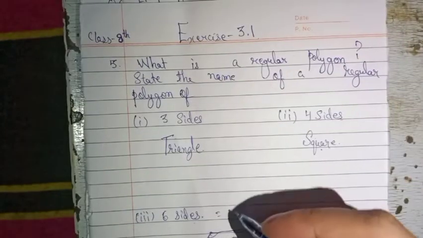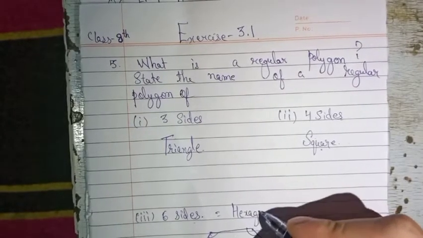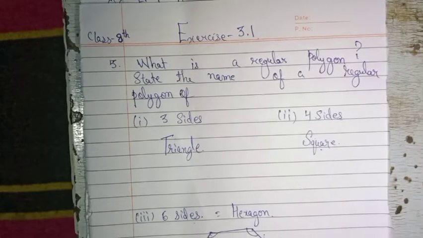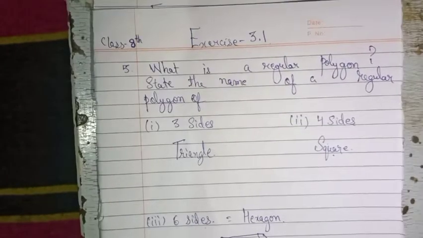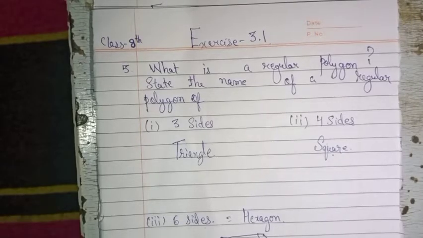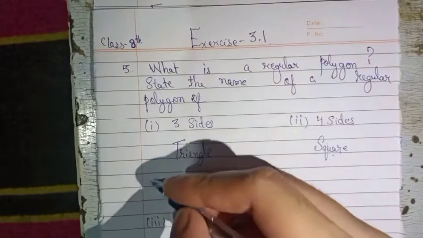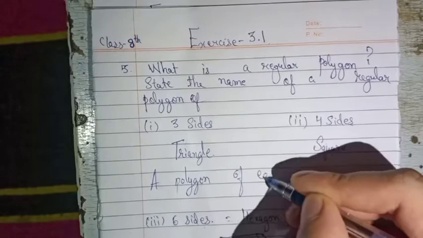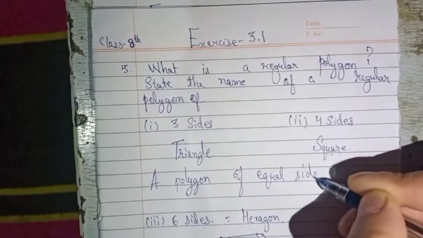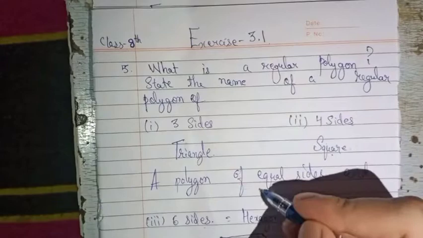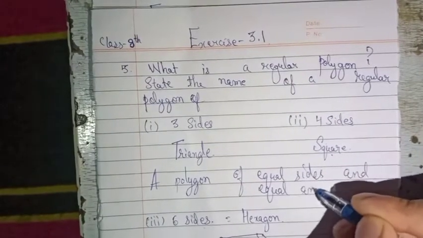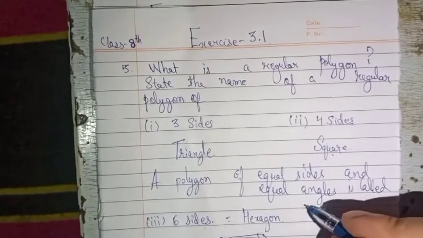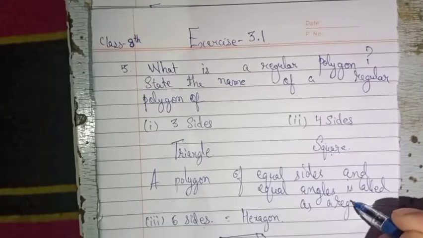Figure containing 6 sides is a hexagon. The definition: a hexagon will be of 6 sides, and the definition of a regular polygon will be a polygon of equal sides and equal angles is called a regular polygon.